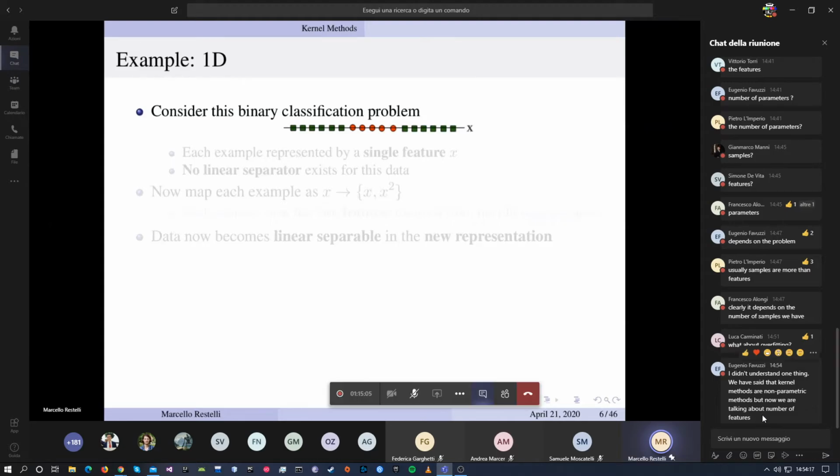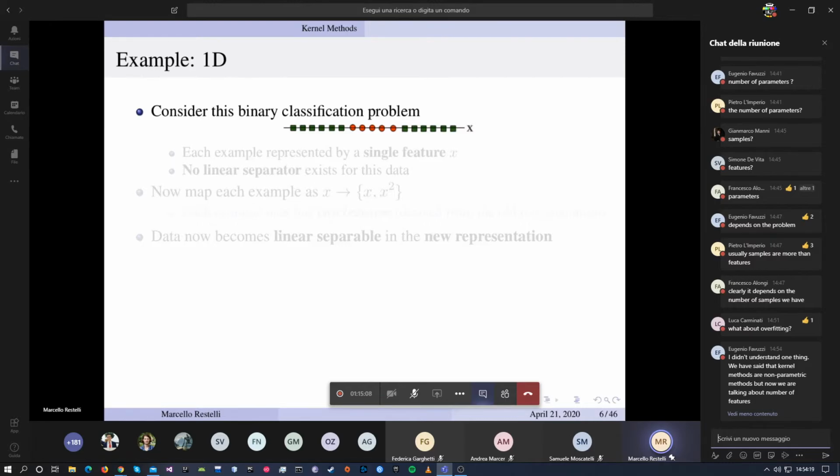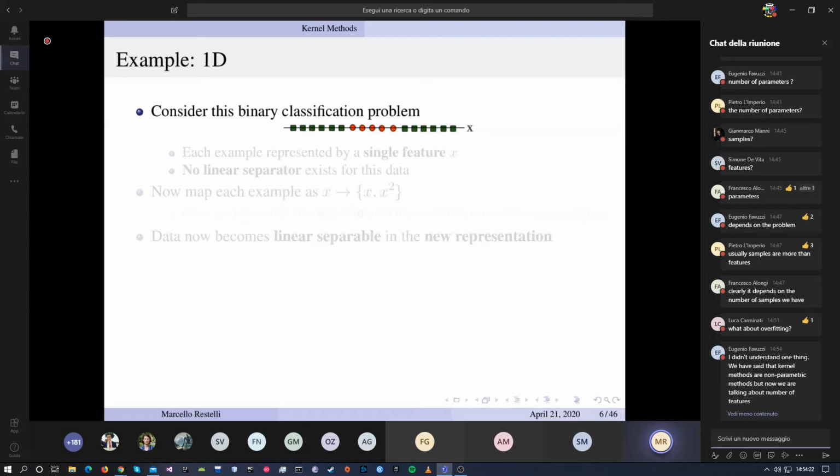Another question. I didn't understand one thing. We have said that kernel methods are non-parametric methods, but now we are talking about a number of features. Because actually, as I told you, we will see that we can take, again, as an example, a ridge regression. We will see also another example that is the perceptron, and we can make many examples. We can take a parametric method, like a ridge regression, and by using the kernel trick, you can transform this method into a non-parametric method, a kernel method that is a memory-based method, that provides the same result.